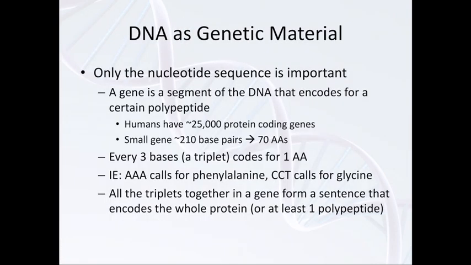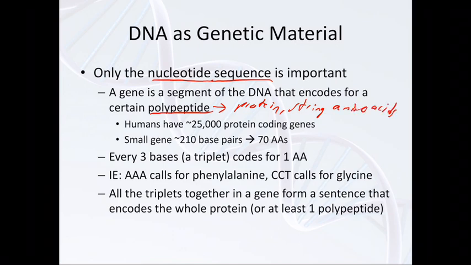Keep talking about DNA and the nucleus and what the DNA is for. The thing that's most important about DNA as far as what we're concerned with is the sequence of the nucleotides, the nucleotide sequence. A gene, you've heard of genes, of course, is a segment of DNA that encodes for a certain polypeptide. A polypeptide is eventually going to become a protein. Polypeptide is really that string of amino acids all bound together. Humans have about 25,000 genes.